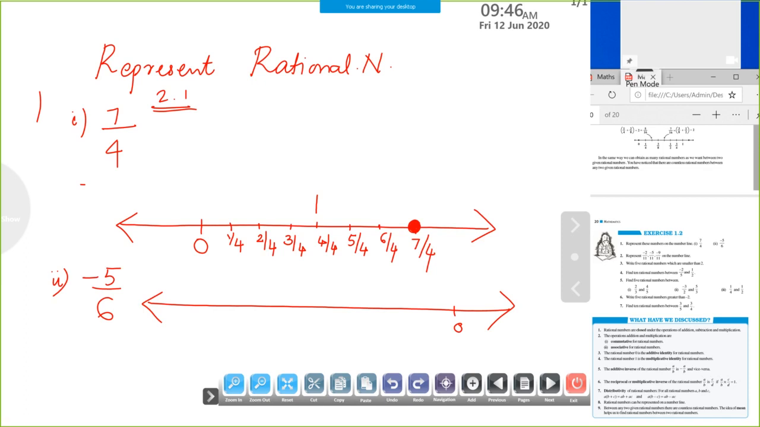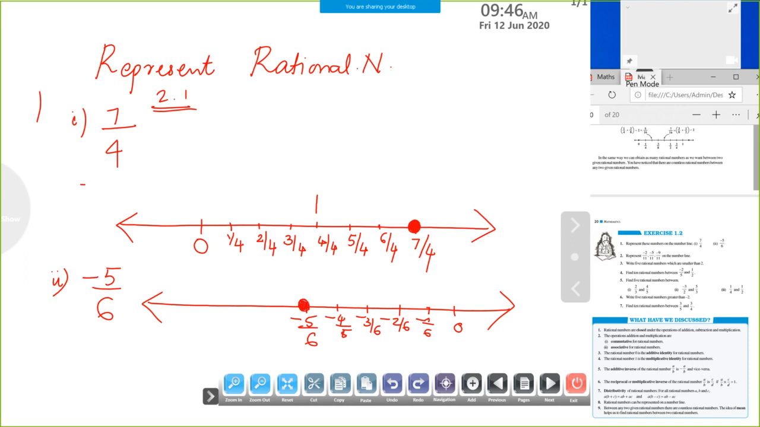I need minus 5 by 6. Again, mark equal divisions with minus 1 by 6, minus 2 by 6, minus 3 by 6, minus 4 by 6. Then minus 5 by 6. So I reach the number, that means it is greater than minus 1.